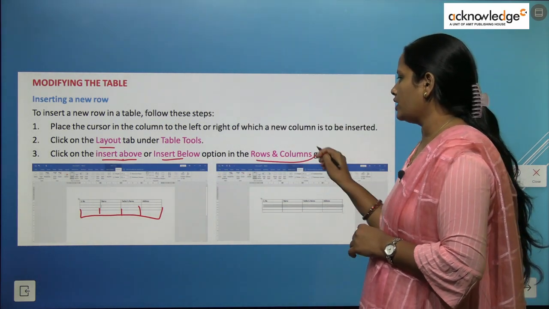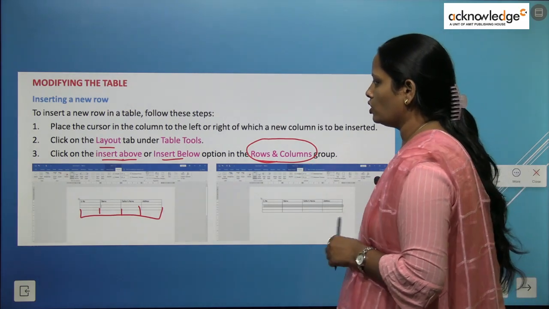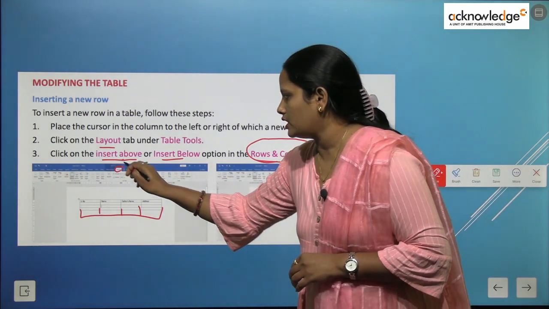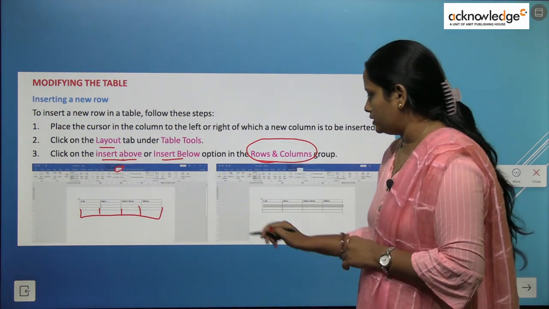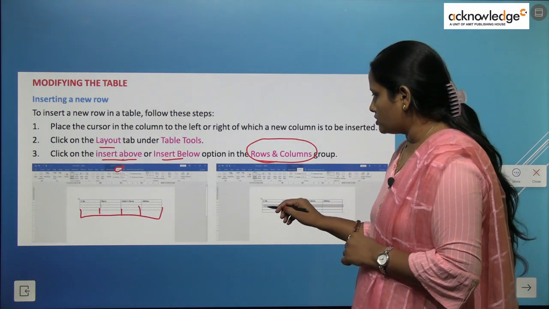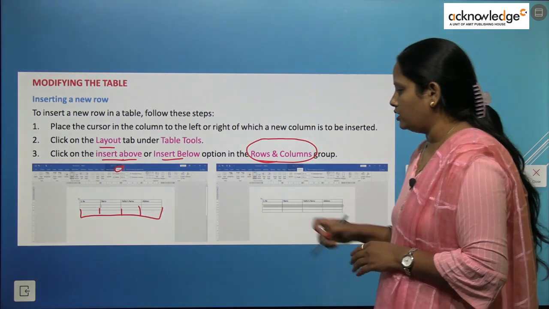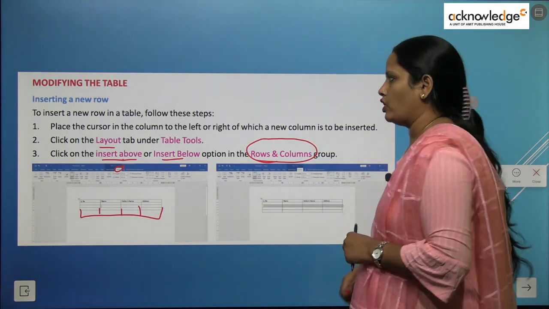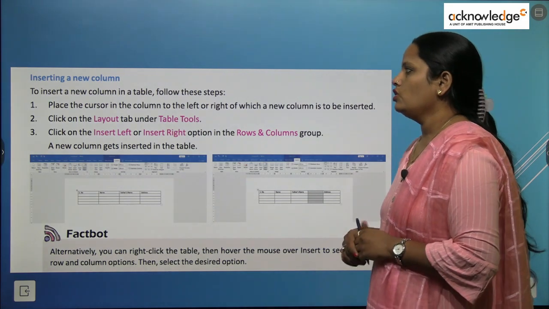In the rows and columns group in the layout tab. So this is our layout tab, and after doing all this, what happened? We can see a column is inserted here. So there were total 4, and here we can see there are total 5 columns. So this is the way through which we can insert a new column.